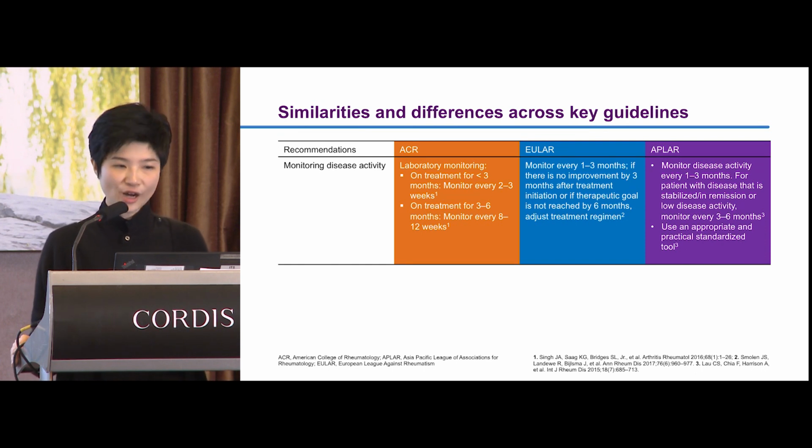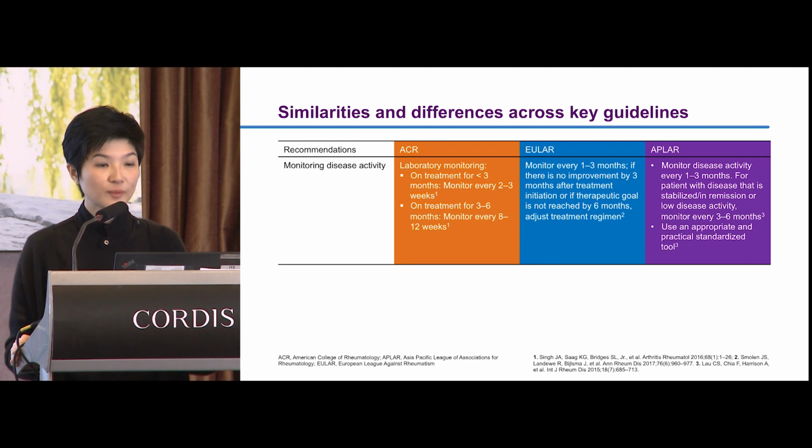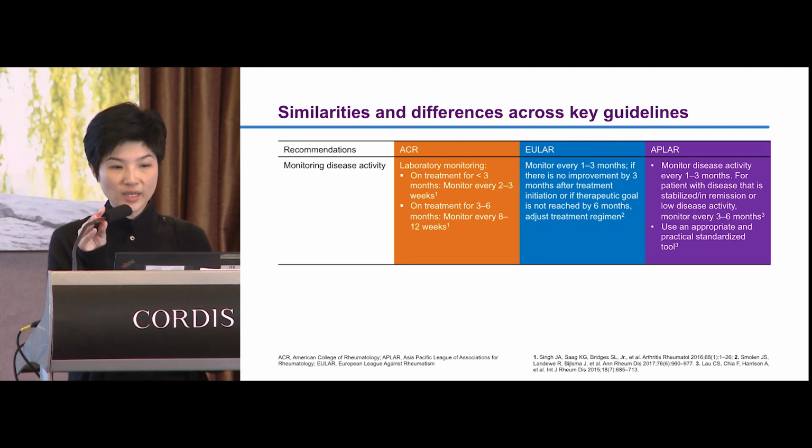So let's go through ACR first. ACR is more focused on laboratory monitoring. For patients on treatment for less than 3 months, they need to be monitored more frequently, like every 2 to 3 weeks. But if on treatment for 3 to 6 months, then the monitoring should be every 6 to 12 weeks. EULAR and APLAR recommend monitoring the patient every 1 to 3 months, and if there is no improvement by 3 months after treatment initiation, or if the therapeutic goal is not reached by 6 months, then adjust the treatment regimen.